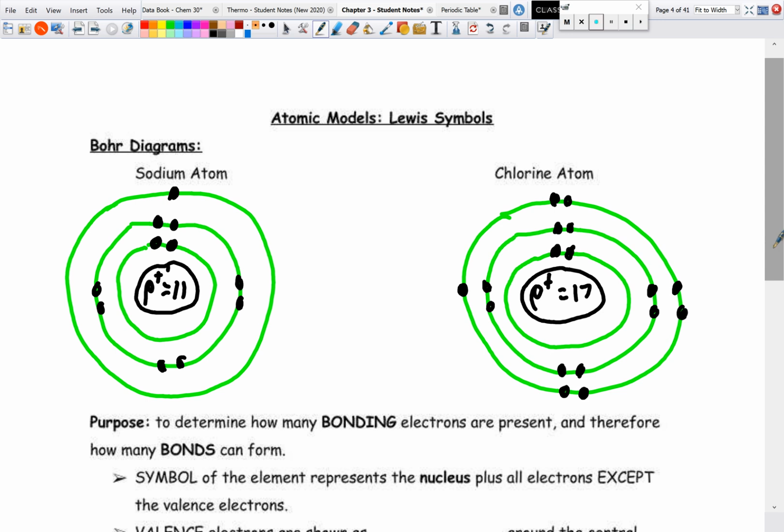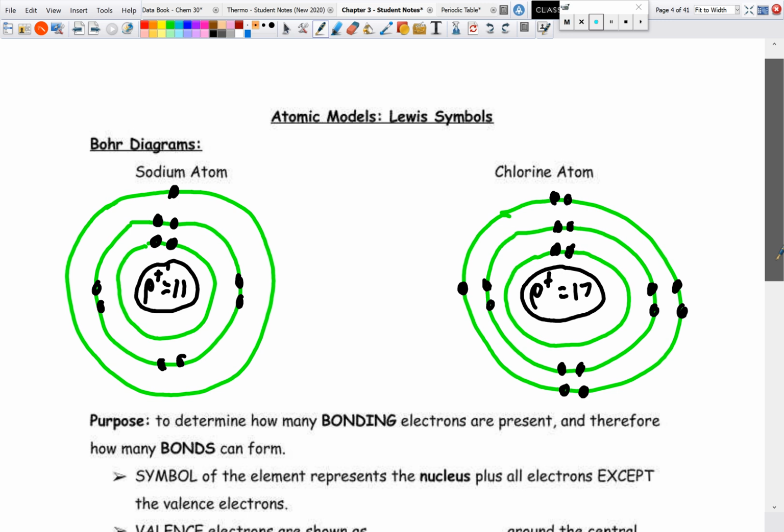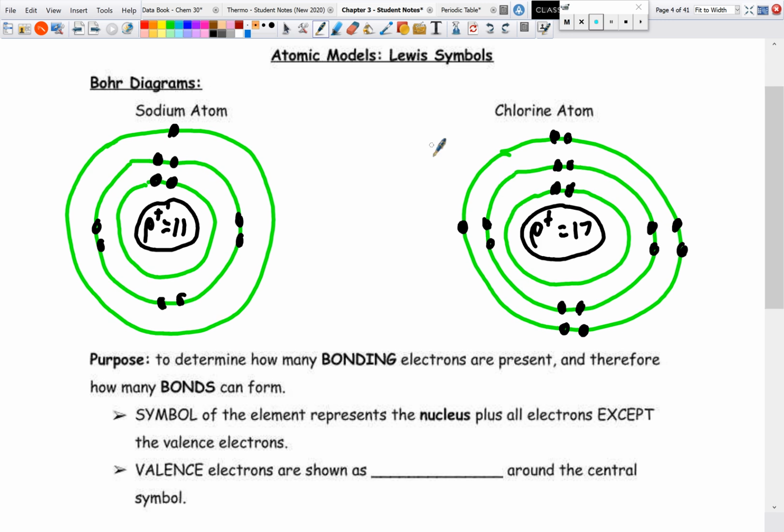Now, as you can tell, these take a while to do. So we are going to propose a new model that's going to simplify things but still keep the important aspects. If you read back, Lewis only cared about the valence electrons. So for the sodium atom, Lewis didn't care about these 10 filled electrons. He only cared about this valence electron right here. And same thing with chlorine, he would only care about the valence electrons around here.